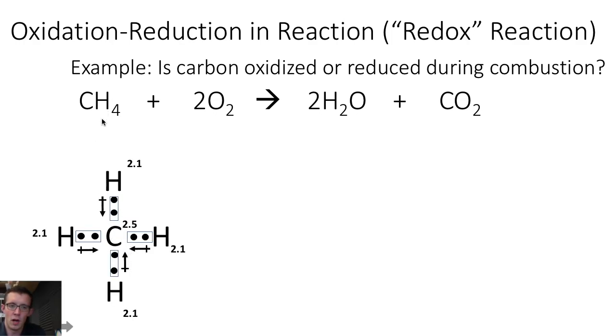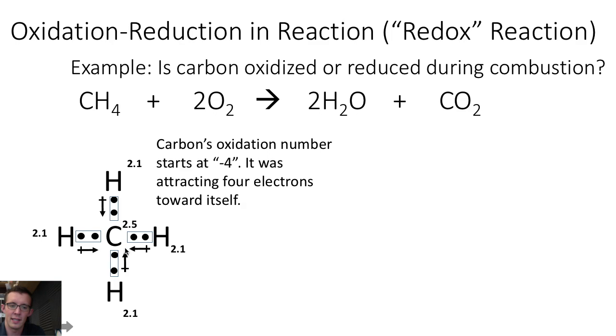So if a chemist were to draw out carbon before it got combusted as CH4, they'd see that it is attracting 4 electrons closer to itself away from these hydrogens. So its oxidation number to begin with is -4.